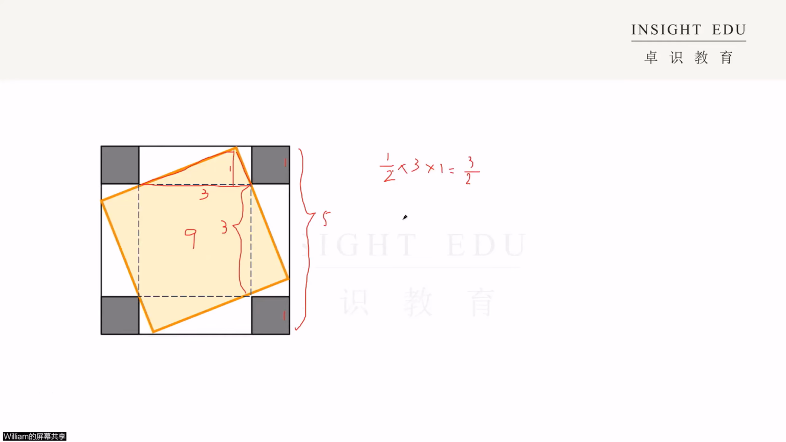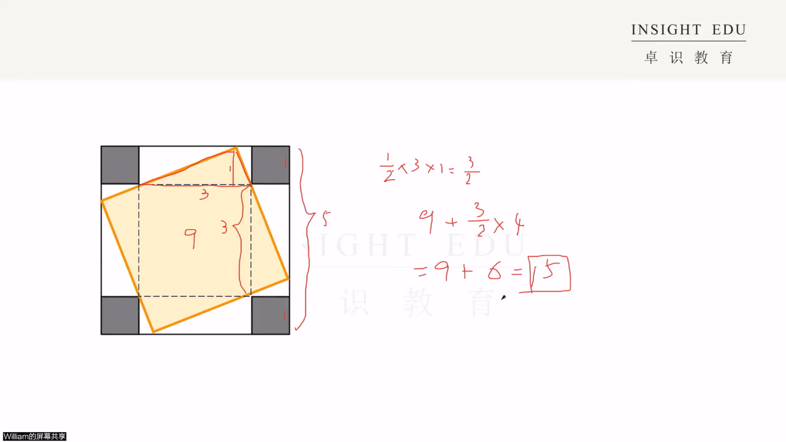So what is the total area of this large square? It should be the sum of the small square plus the area of this triangle, which is 3/2, right, times 4, because we have 4 such triangles. So it should be 9 plus 6. So we've got 15, right? So this is the total area of this large square.